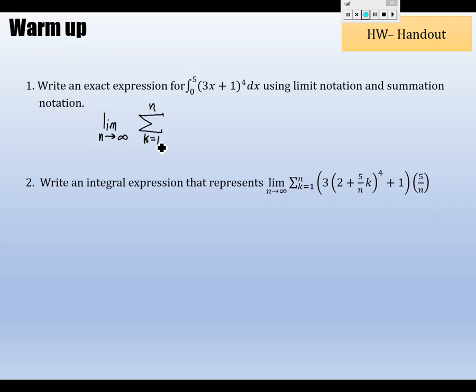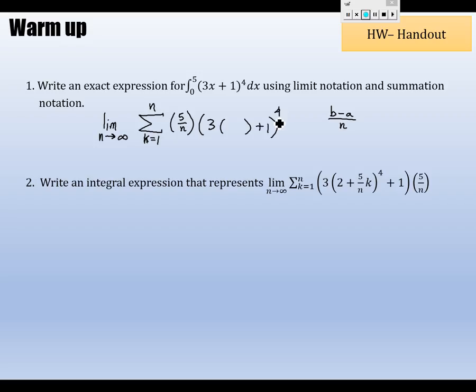We need to add up n rectangles, and the size of those rectangles is, in general, b minus a over n. So in this case, that's nice. It's just 5 over n. So that's the change in x, and now we need to figure out how to plug stuff into this function in a systematic way.